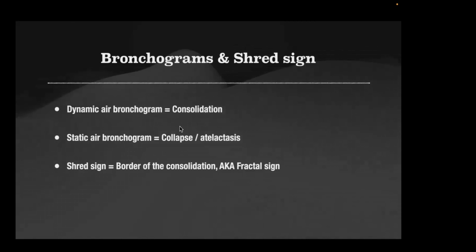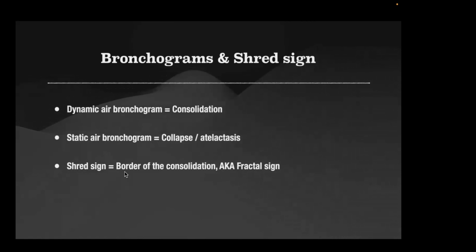Static bronchogram is when you have a collapsed or atelectatic area, which is not taking part in the respiration at all. So whatever air has been trapped inside that atelectatic or collapsed area doesn't move with your respiration, and it still appears like white dots, because air will appear as white dots, and it gives you a static air bronchogram. And then there is a shred sign.